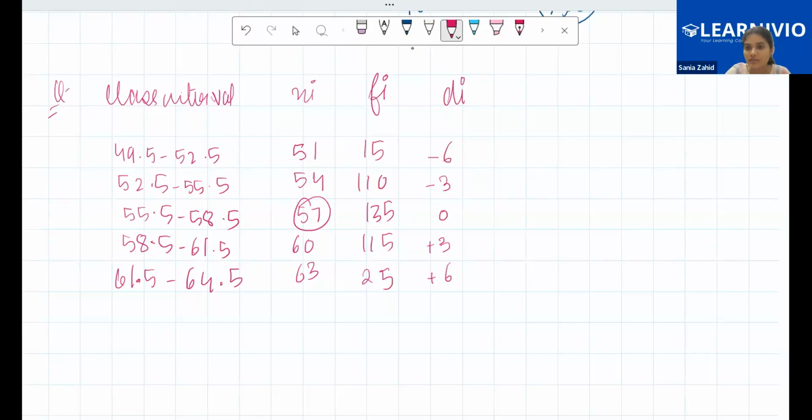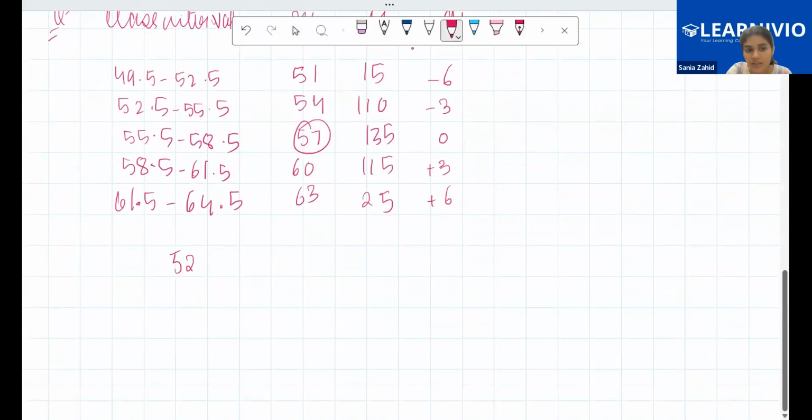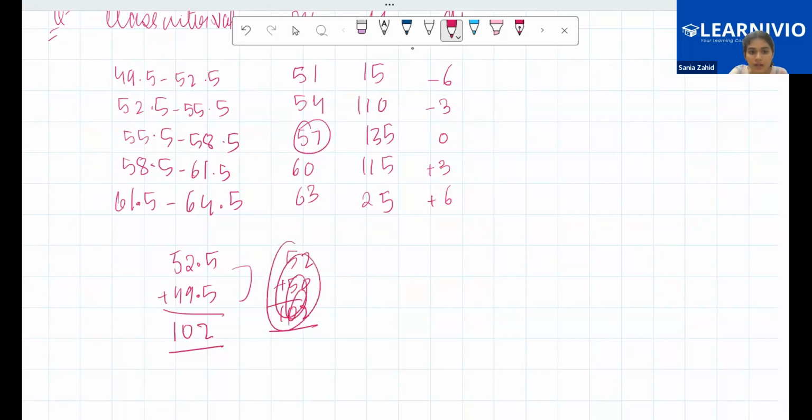Please tell me, what was wrong with your calculation? My calculation was wrong in the Xi. Okay, you calculated Xi wrong. See, the Xi you can calculate: you add 52.5 plus 49.5. First of all, you do this. So instead of it, can I write 52 plus 50? So this gives me 102. Okay, so now 102 divided by 2 again gives you 51. You calculate the first value.